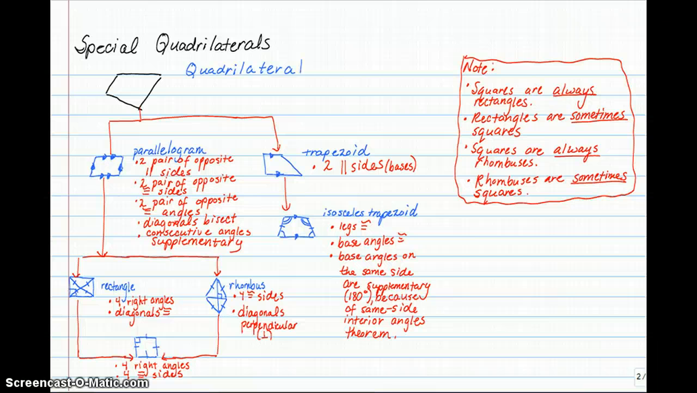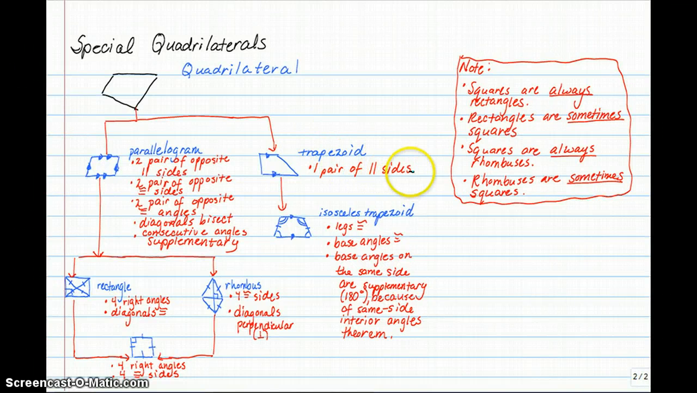Now moving on to trapezoids. A trapezoid is a quadrilateral. It has 4 sides and angles. However, it only has 2 parallel sides, meaning 1 pair of parallel sides. So again, a trapezoid has 1 pair of parallel sides versus a parallelogram that has 2 pairs of parallel sides.